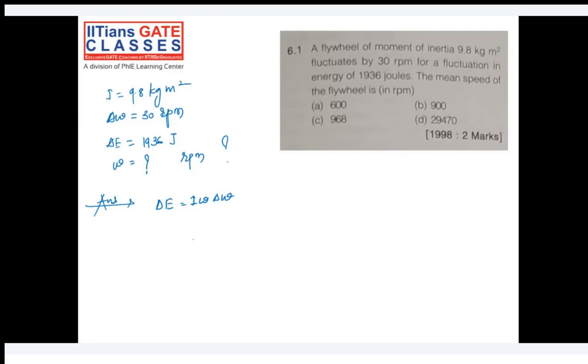You have everything here. Delta E is given to you, 1936. I is also given to you, 9.8. Omega is what you are supposed to calculate, omega mean, because it's the mean value. Delta omega you already know, which is 30, but it is in rpm, so it's 2 pi N divided by 60, so that you have all the terms in SI units, and then you can cancel them out. So the 2 will get cancelled, 60 will get cancelled. Omega is equal to 1936 divided by 9.8 into pi.